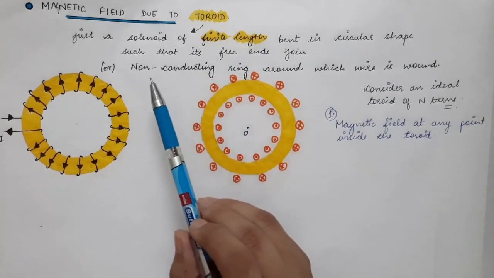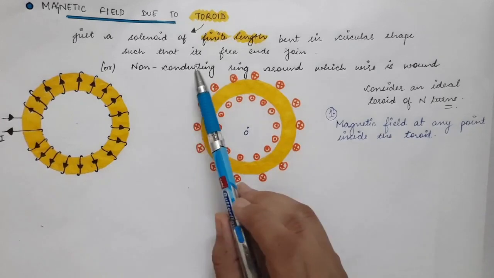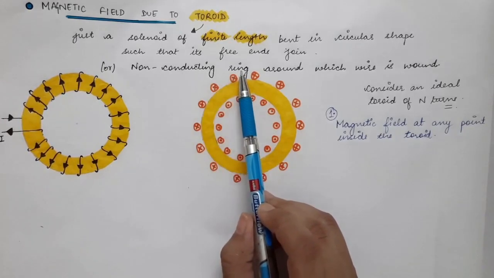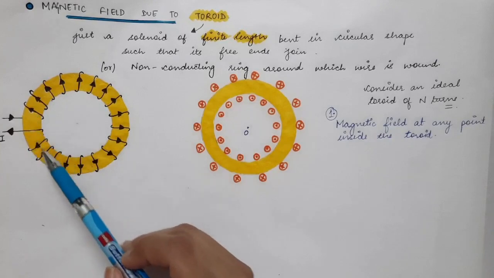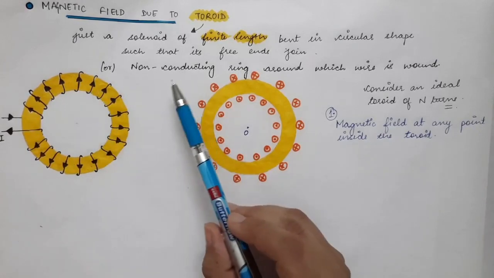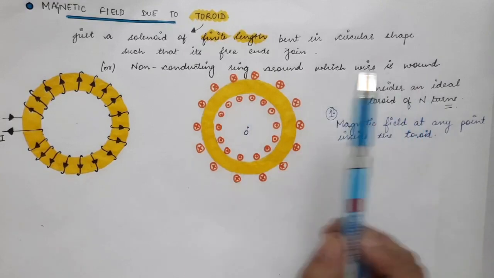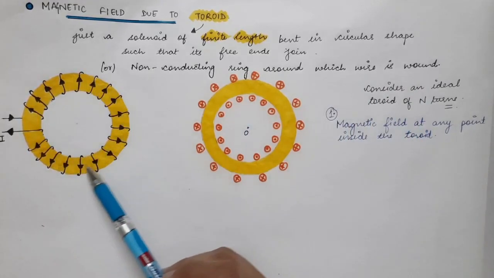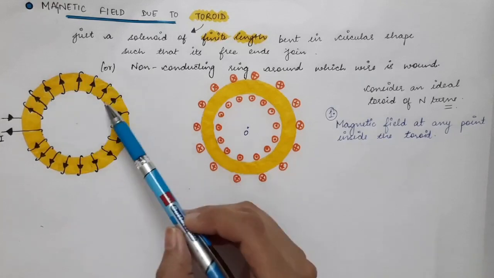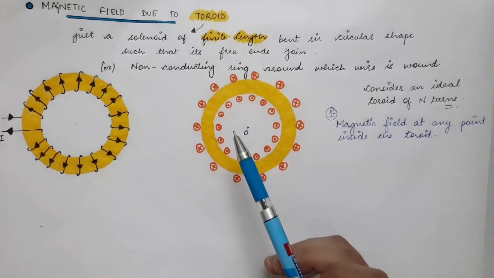So in other words, we can define the toroid as a non-conducting ring. So we have shown the non-conducting ring over here with yellow color. So the non-conducting ring around which wire is wound. So around this non-conducting ring wire is wound. So that becomes a toroid.